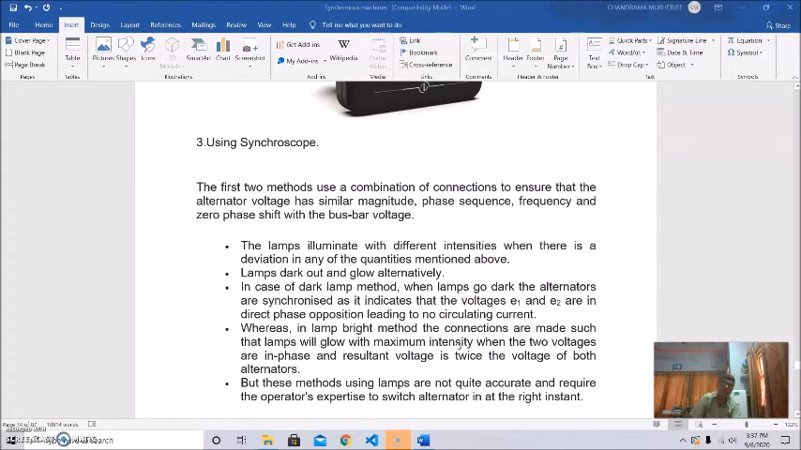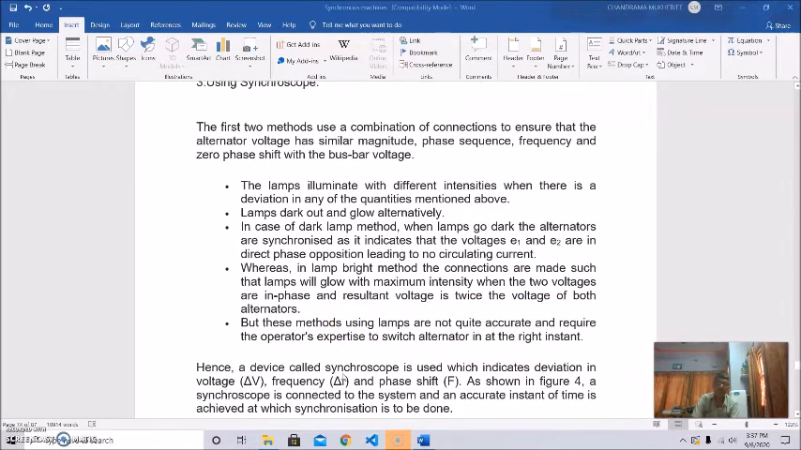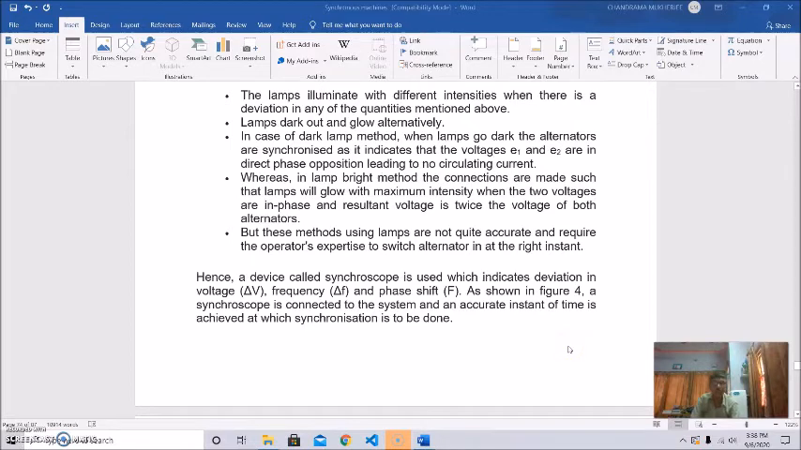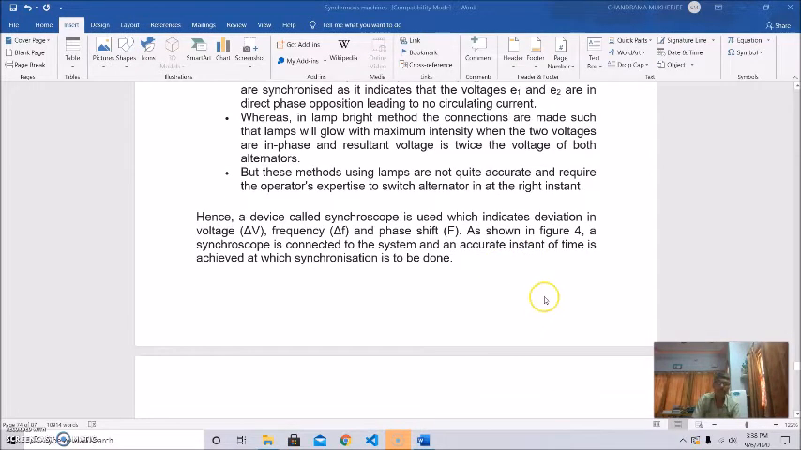Whereas in the lamp bright method, the connections are made such that the lamps will glow with maximum intensity when the two voltages are in phase, and the resultant voltage is twice the voltage of each alternator. But these methods using lamps are not quite accurate and require operator expertise to switch the alternator in at the right instant. So a device called a synchroscope is used, which indicates deviation in voltage V and frequency F. That is shown in this figure.